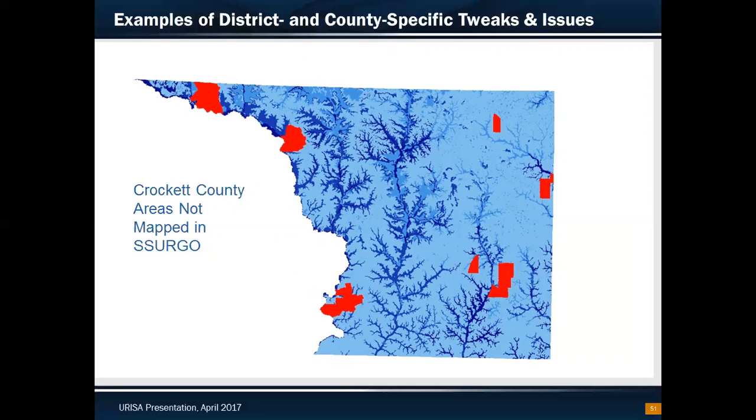Here's an example of Crockett County and areas on the SURGO data that are just blank. I think these are areas where the landowners did not allow access. They don't have that. So it required rethinking of how we're going to approximate these areas. And we did separate models just for that little area that left out the SURGO data and then layered that in.